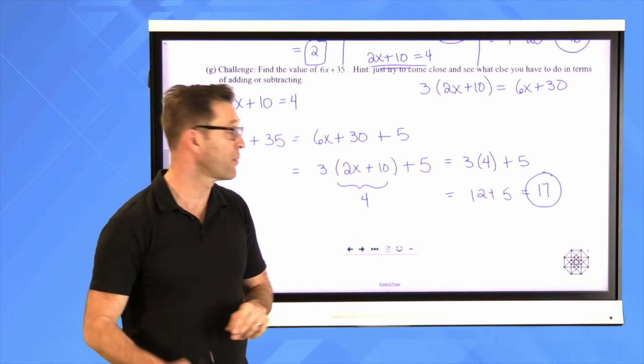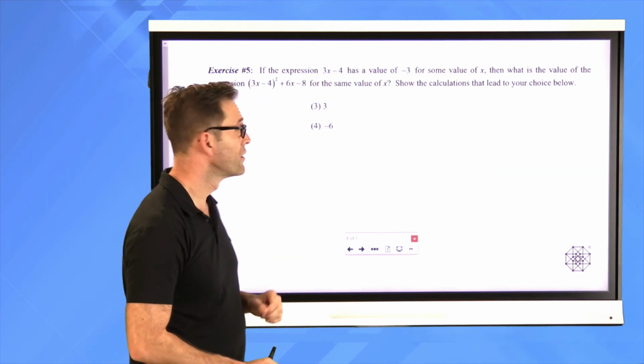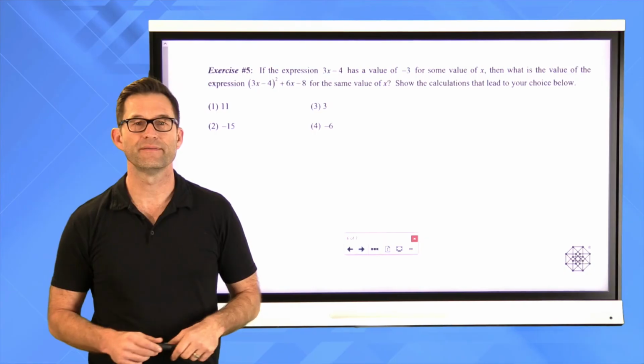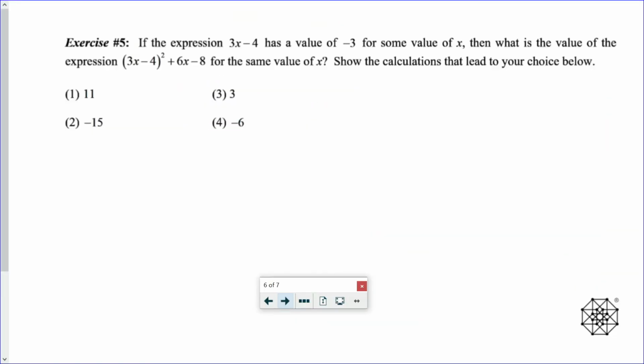All right, let's do one more problem. Let's take a look at exercise number 5. If the expression 3x minus 4 has a value of negative 3 for some value of x, then what is the value of the expression 3x minus 4 squared plus 6x minus 8 for the same value of x? Show the calculations that lead to your choice below.